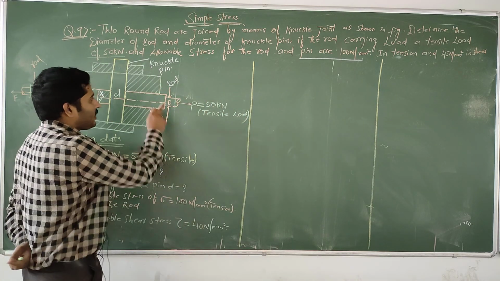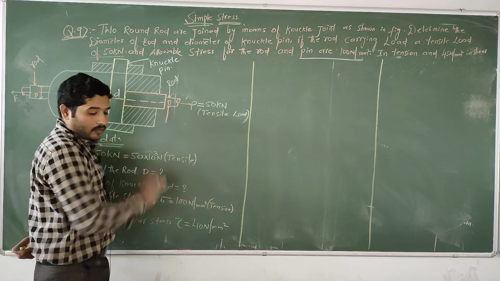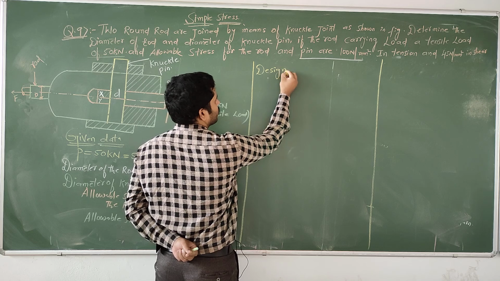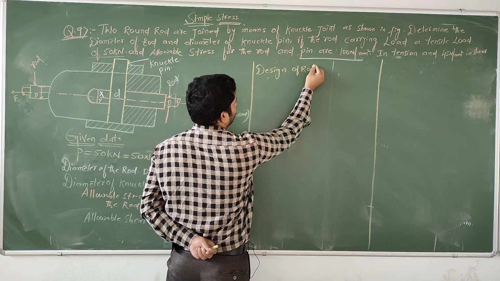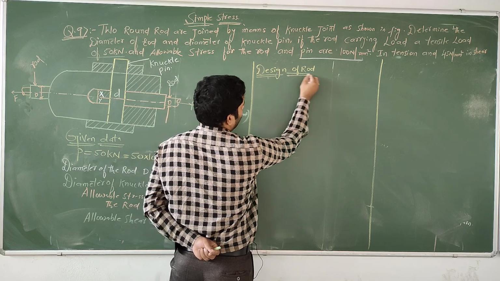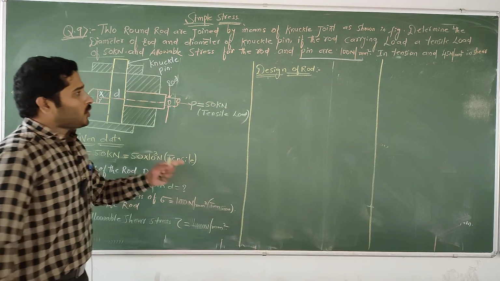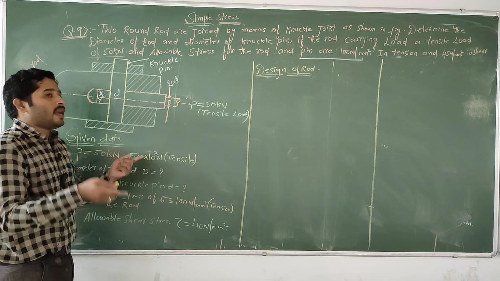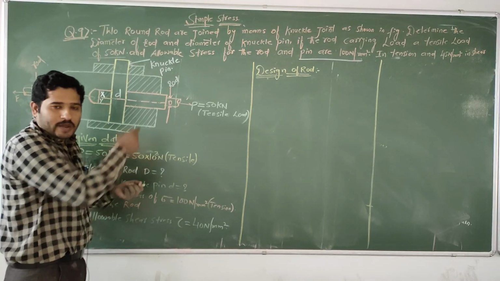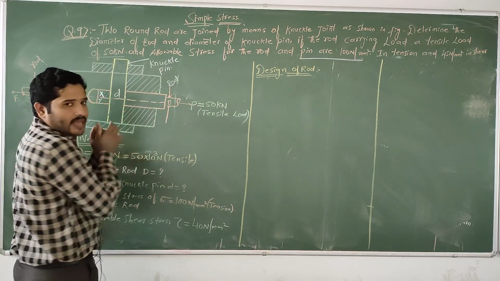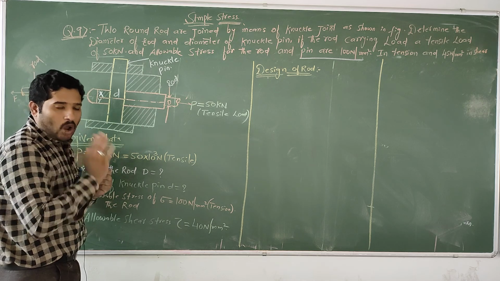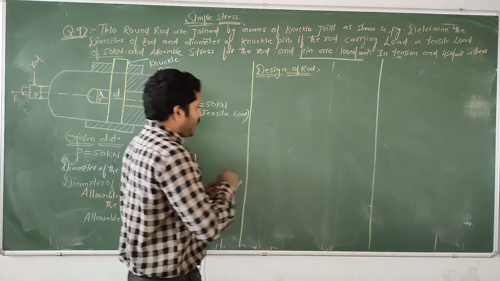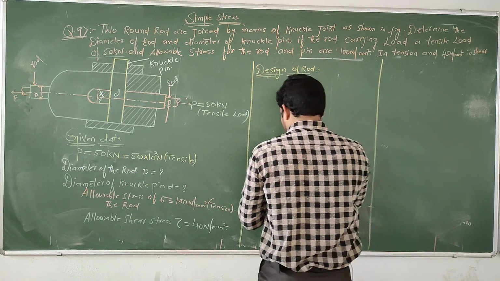So first I will design the diameter of the rod. Is it right? Design of rod. Okay, dear? So if you want to design the rod, you have to know which type of force is acting on the rod. Which type of load is acting? Tensile load is acting. Is it right? So the rod is subjected to a tensile load.